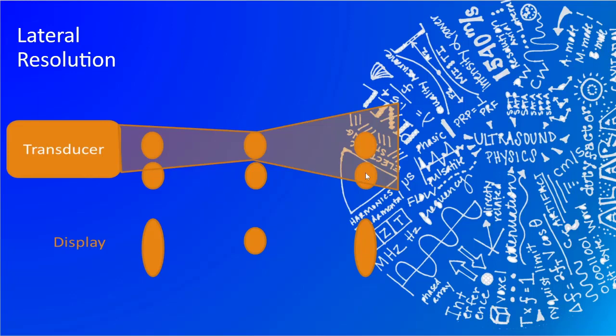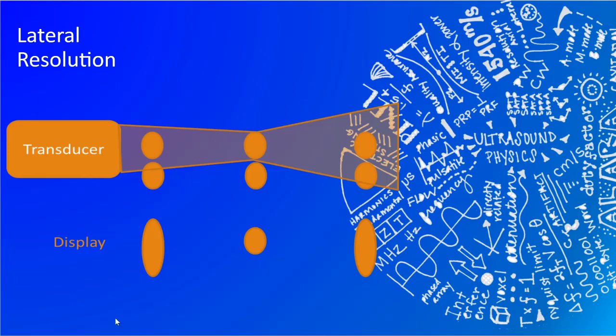So lateral resolution completely depends on how far apart 2 reflectors are. To fix for this, we can adjust where that focal zone is, where that narrow portion is, and attempt to get more detail by adjusting the beam to make it thinner.